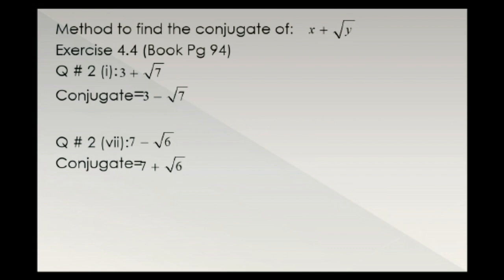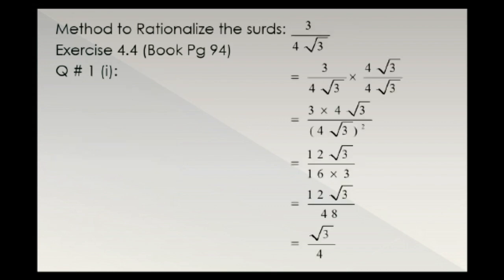Same question number 2, 7th part: 7 minus under root 6. This is a negative symbol, so it will be converted into positive. 7 plus under root 6 will be the conjugate. It is easy. I hope the steps are clear to you and you will never forget the conjugate.